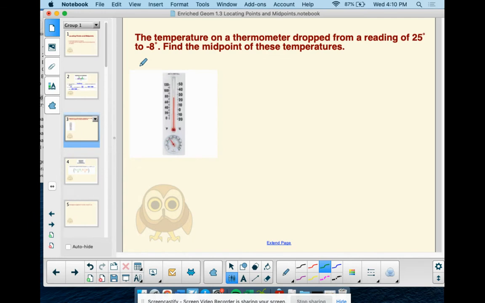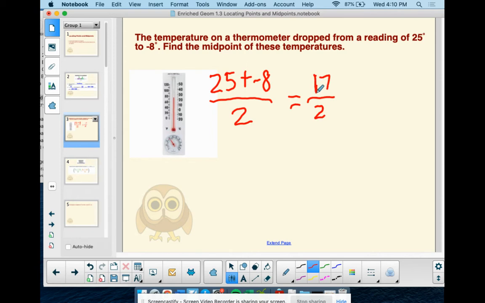So for me, I'm thinking, how do I average something? I'm going to find the average by adding them up and then dividing by how many there are. So if I take 25 plus negative 8, and I divide it by 2, that's going to tell me the middle. So 25 plus negative 8 is 17, divided by 2 is equal to 8.5. So the middle of those temperatures is 8.5 degrees.